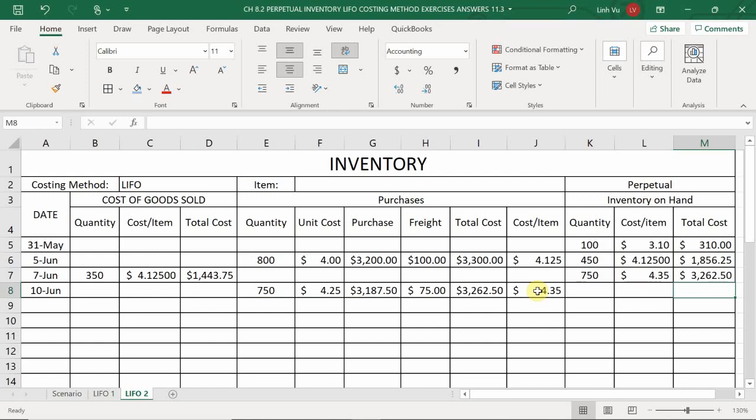So now we have a total of 3 batches of inventory. We have 100 remaining from the previous inventory worksheet, we have the 450 remaining from our second batch of inventory, and we have a new batch of inventory that we just purchased.